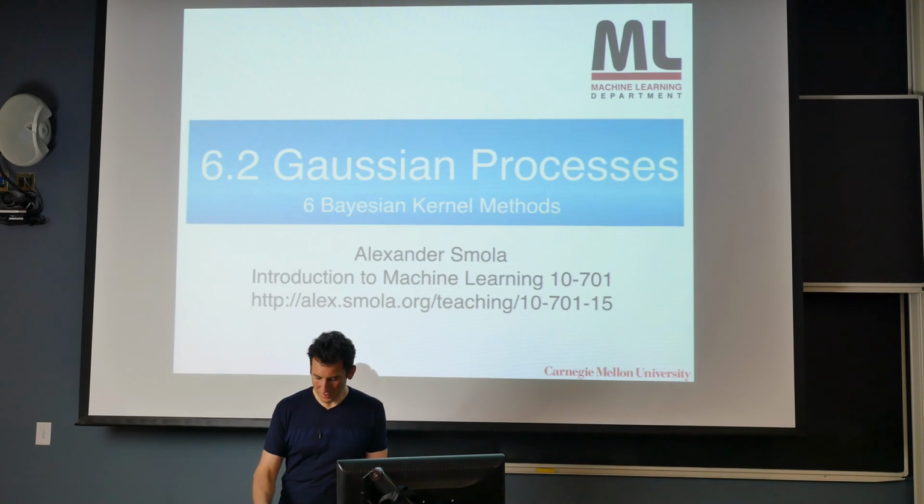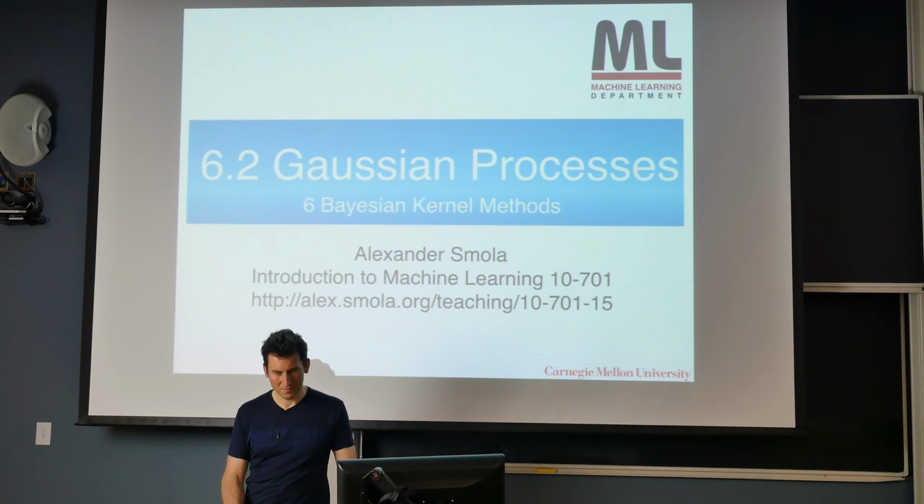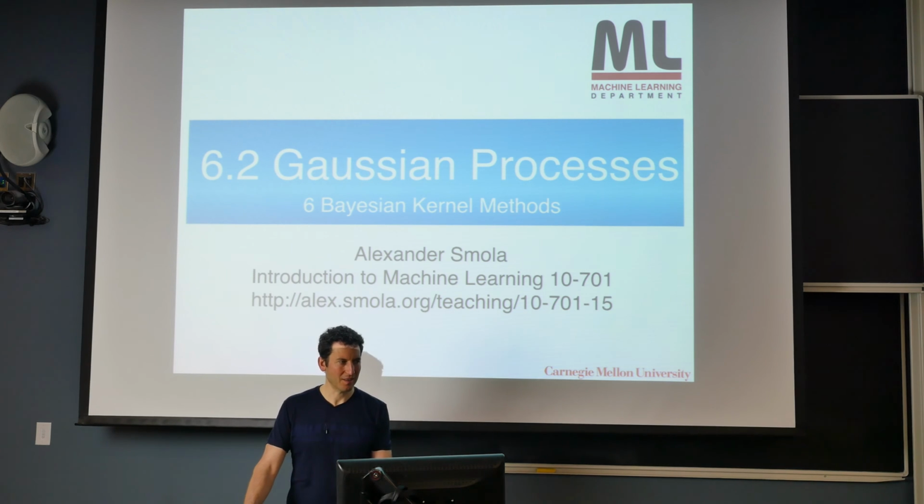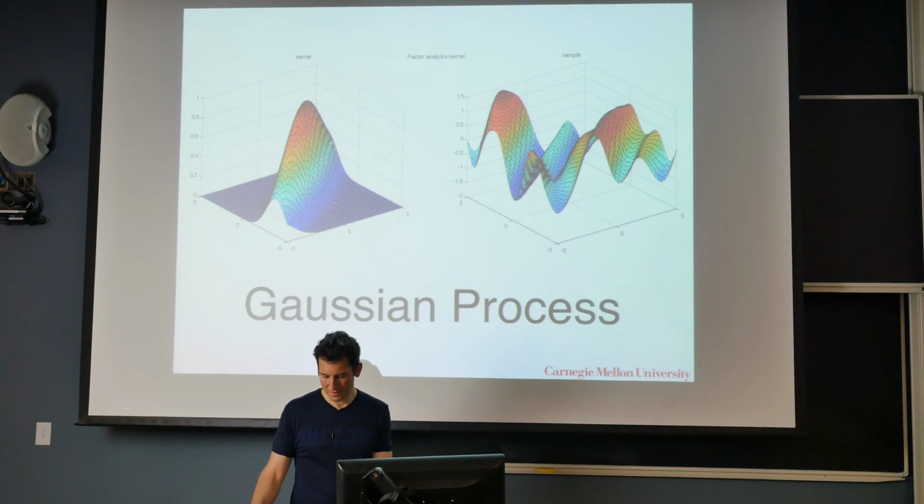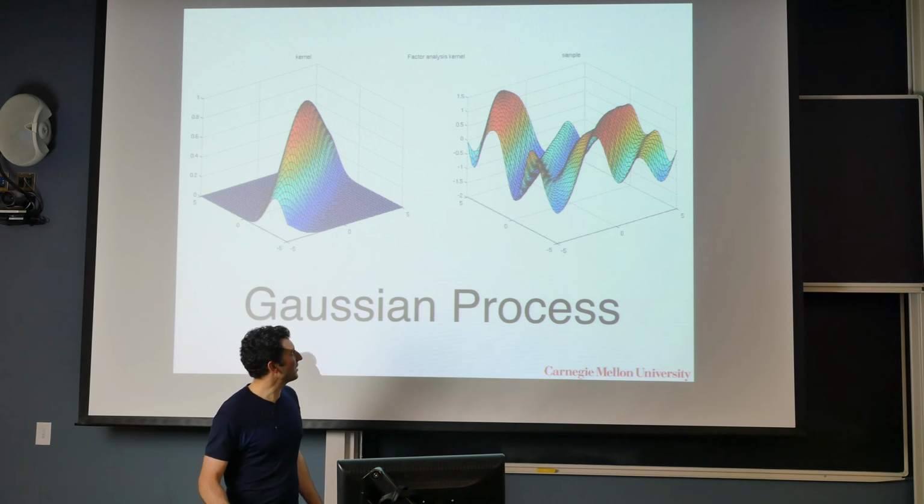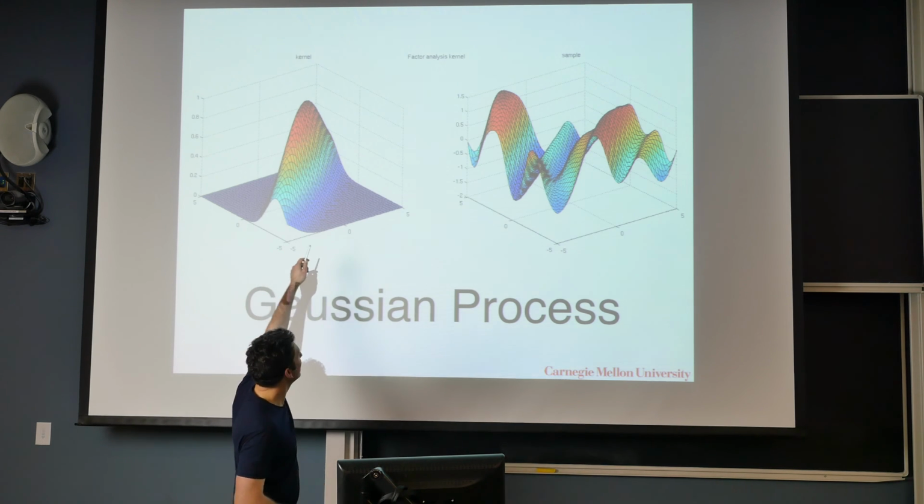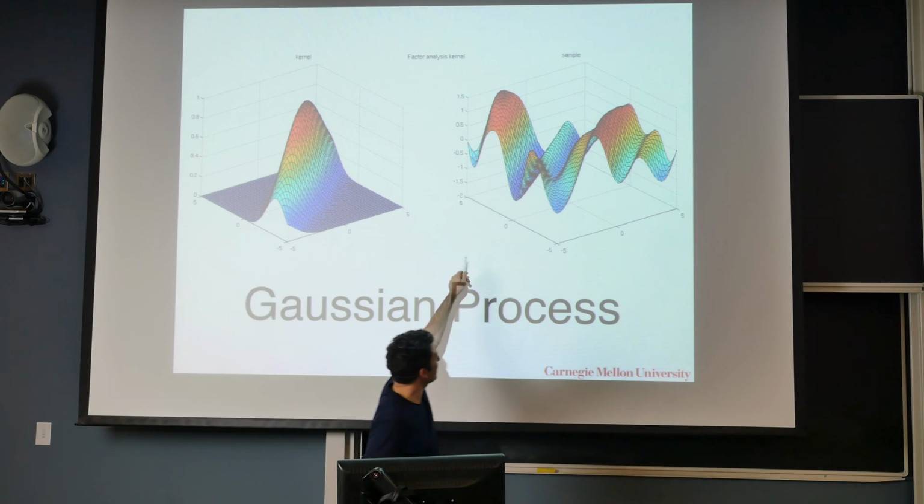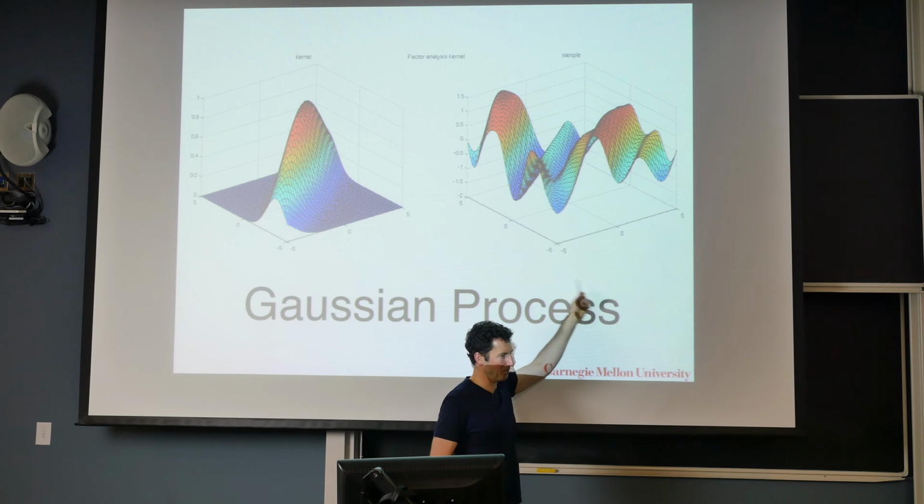So what we're now going to do is use this for Gaussian processes. The idea is that it's not just height and weight, but we can use this to model arbitrary correlations between observations. Here's some kernel, and it's actually called a factor analysis kernel. And this is now a sample from that corresponding object.